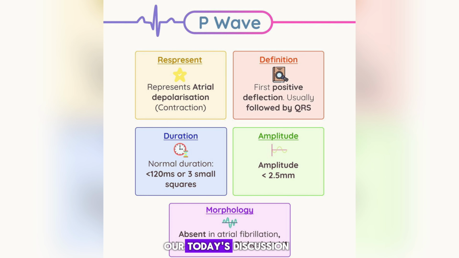Now let's come to our today's discussion. 1. P-wave. Definition of P-wave: first positive deflection, usually followed by QRS wave. Representation of P-wave: it represents atrial depolarization, also known as contraction. Duration of P-wave: normal duration is less than 120 milliseconds or 3 small squares. Amplitude of P-wave is less than 2.5 millimeters. Morphology: absent in atrial fibrillation, usually positive biphasic in V1.